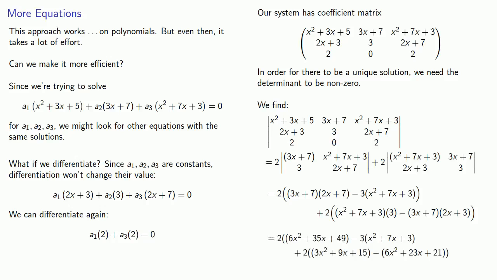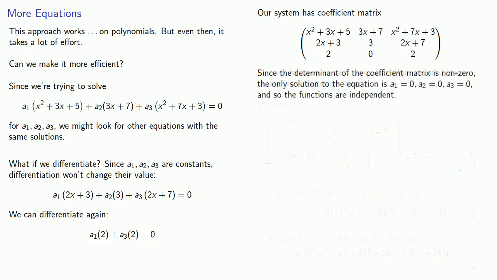which is a rather daunting expression, but we do a little bit more polynomial algebra and find that the determinant is equal to 68. And because the determinant is not equal to 0, the original equation has a unique solution.